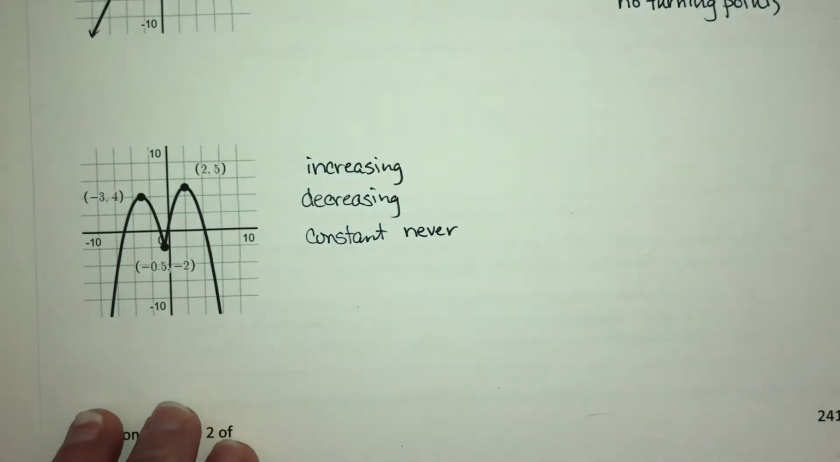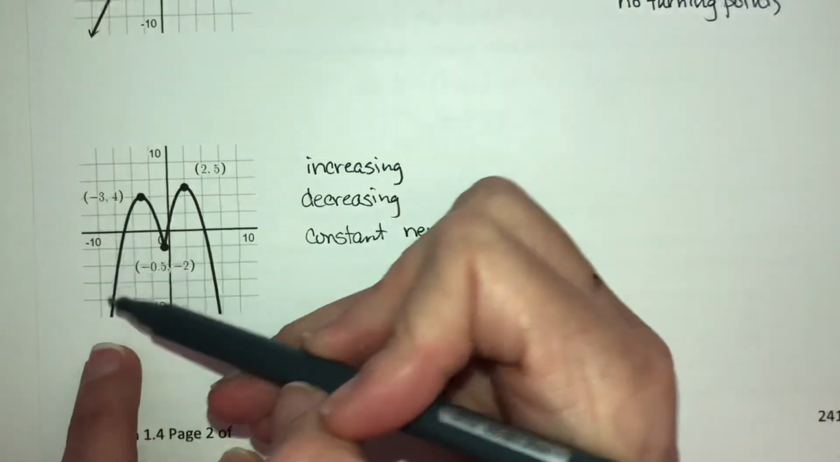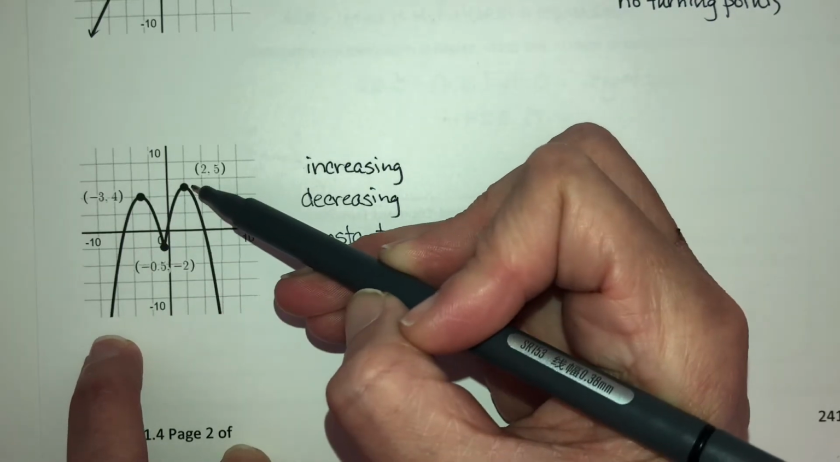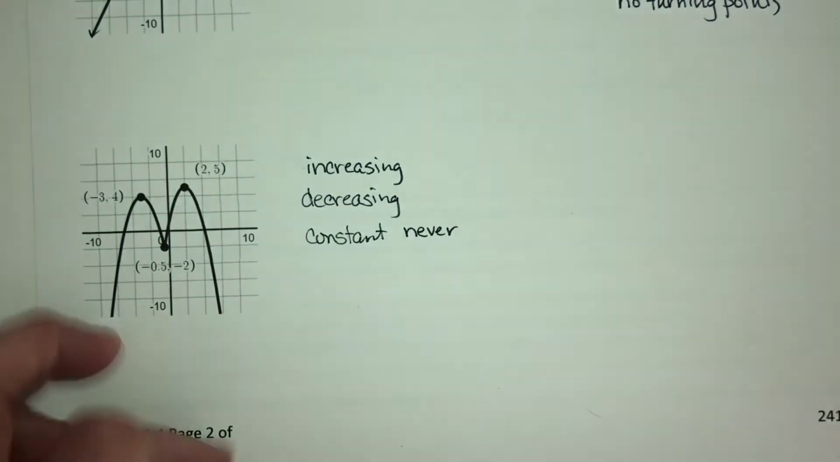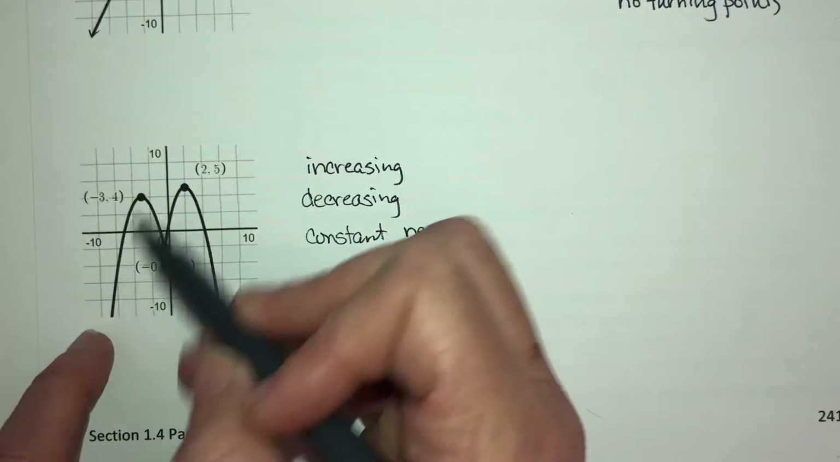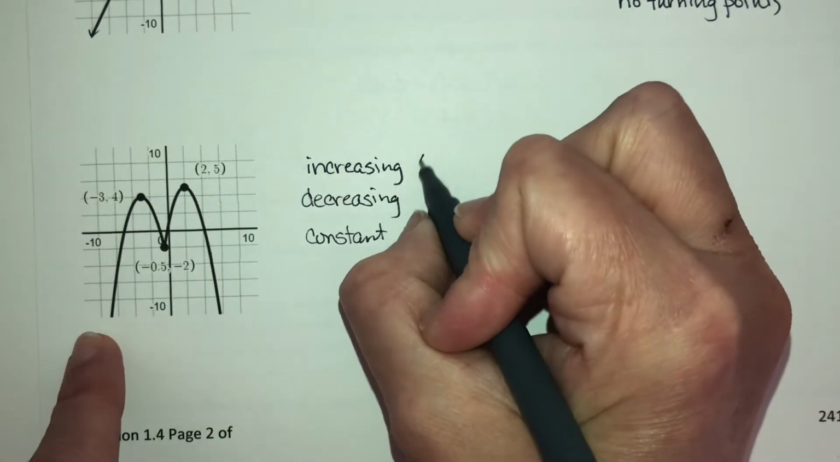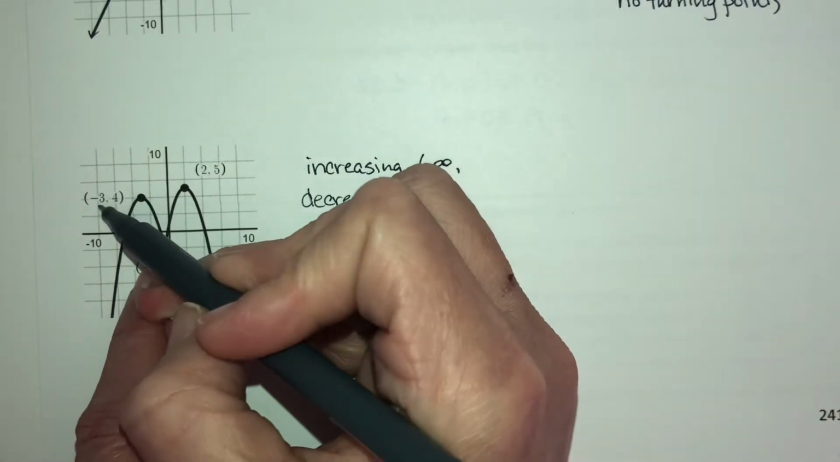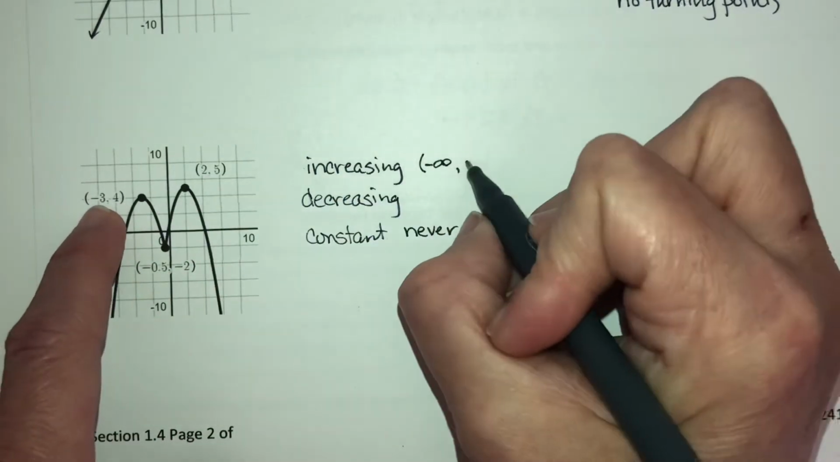Now where is our graph going up? From here to here, and then from here to here. Now remember, when we list these, it's always an open interval, and we're talking about on the x-axis. We're locating it. So this goes down forever. So this is from negative infinity up to my x value right here, which is -3.